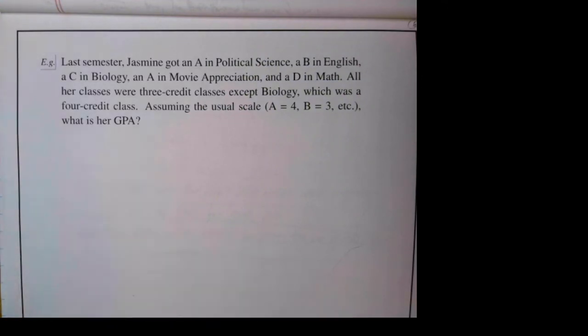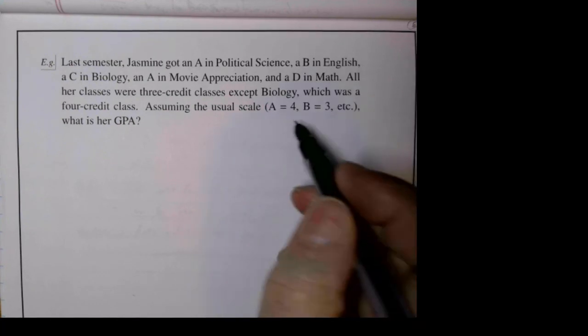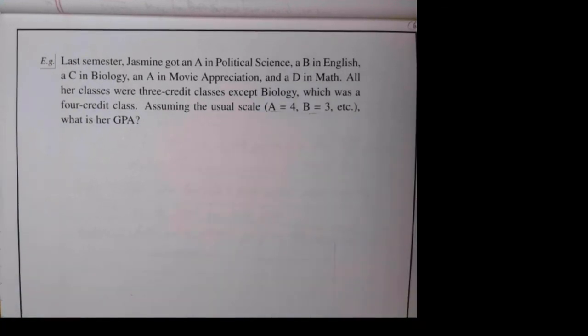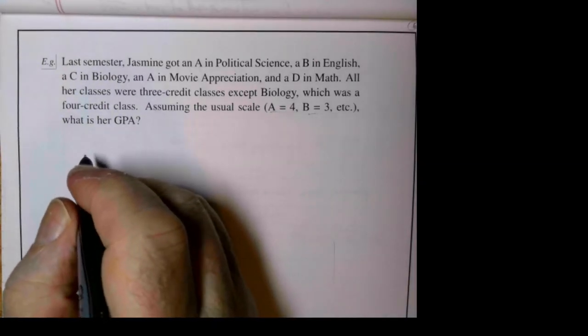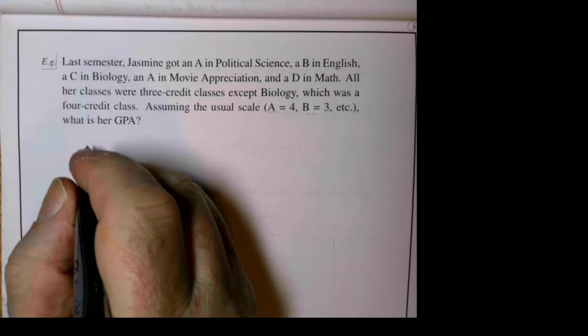Here's an example. Last semester, Jasmine got an A in political science, a B in English, a C in biology, an A in movie appreciation, and a D in math. All those classes were 3-credit classes except for biology, which was 4 credits. Assuming the usual scale, A equals 4, B equals 3, etc., what is her GPA? I'm going to do this by laying out a very specific sort of table, and I suggest that you do the same thing. Just do it the same way every time, and you can hardly mess it up.